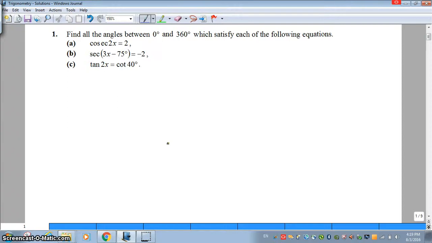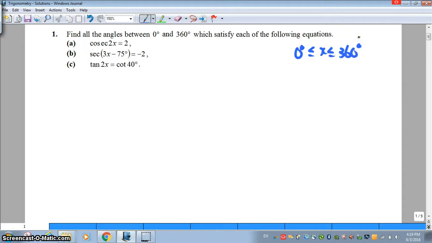Okay, coming to question 1b, notice secant of 3x minus 75 degrees will give us a negative 2. We have to be very careful with the question. Why? Because in the range that we're given, x is supposed to be between 0 and 360.